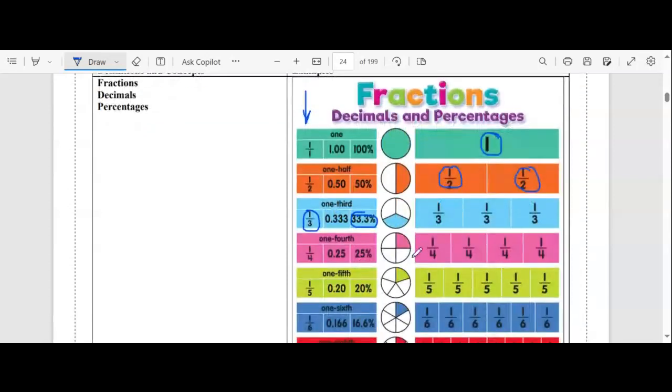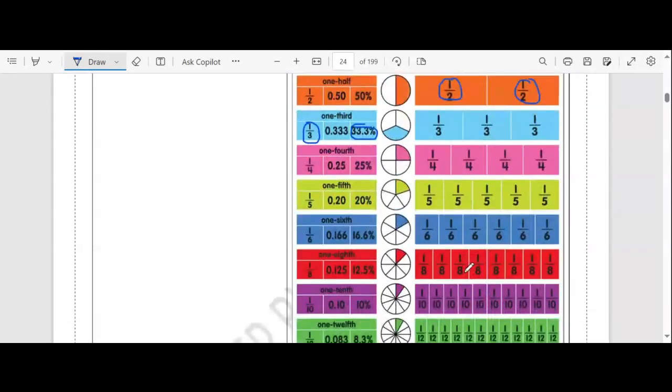33%. Okay, 1 over 4. How many parts here? We have 4. So 1 over 4 is a fraction. Decimal is 0.25. And if you want to make a percentage, you multiply times 100%. Okay? And so on. I think this is clear. It's on your notebook. Okay?